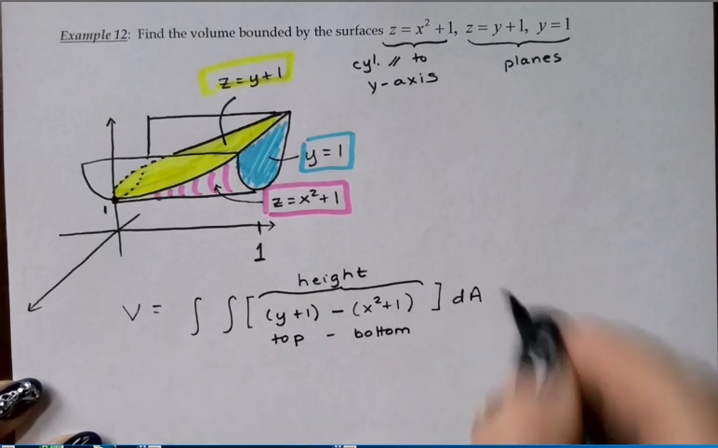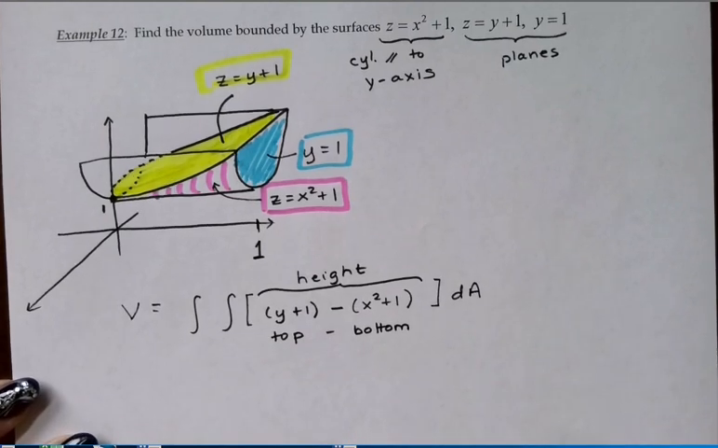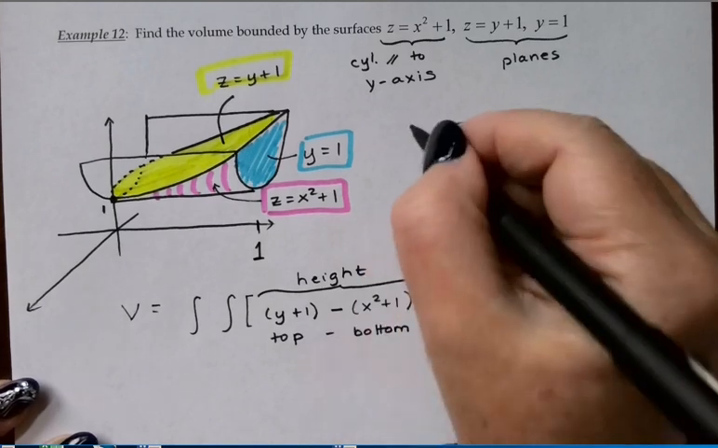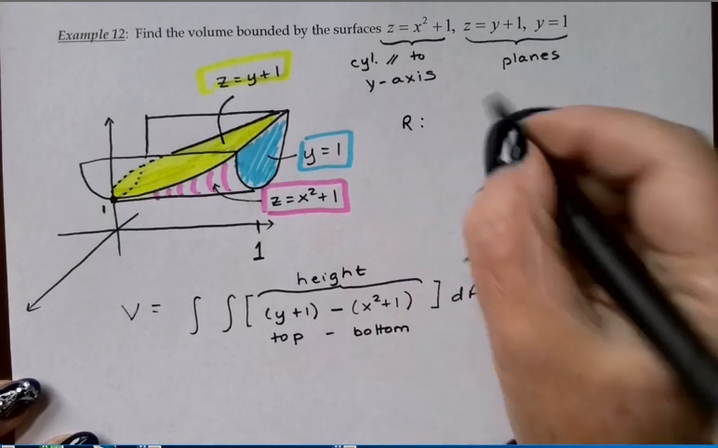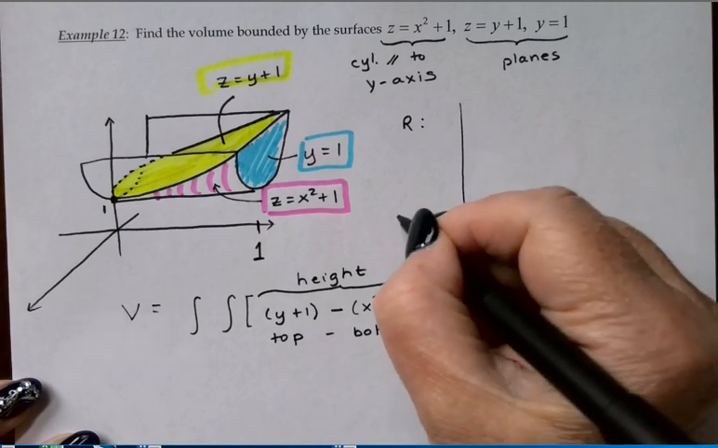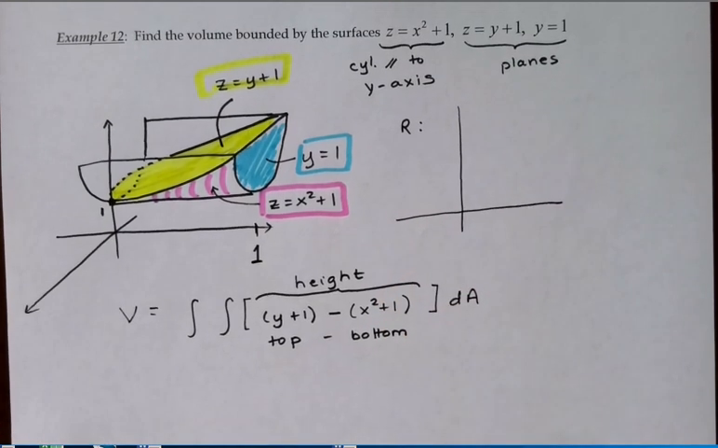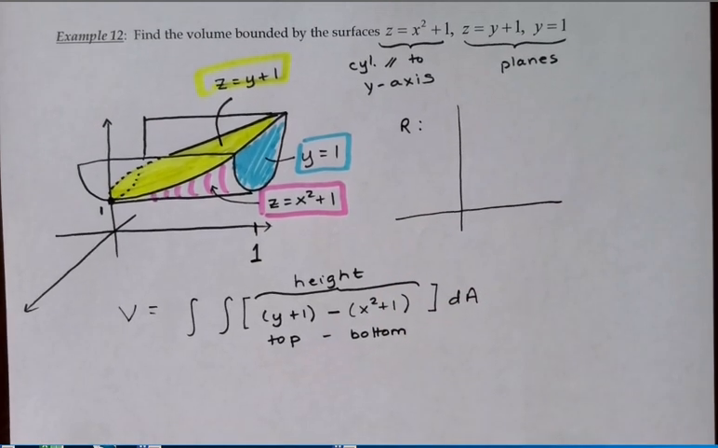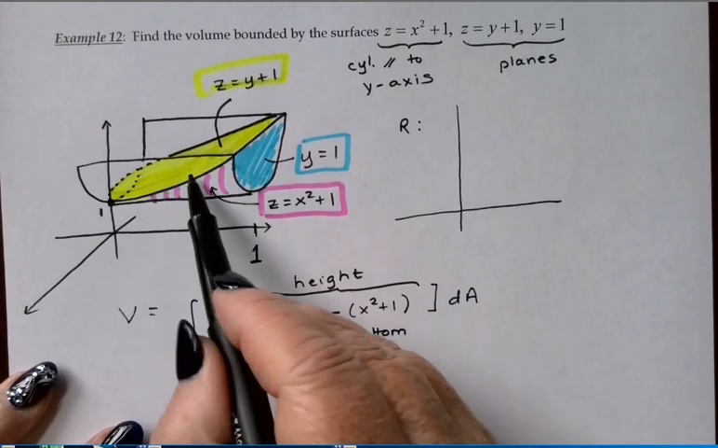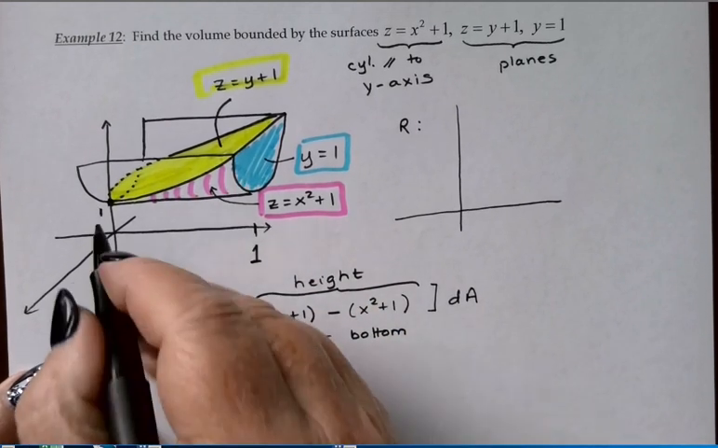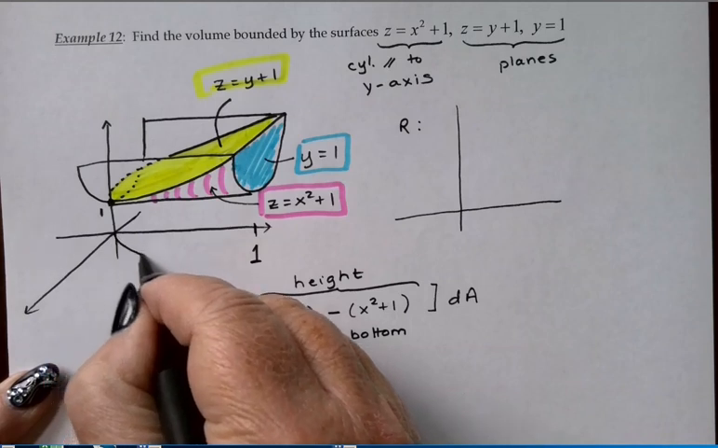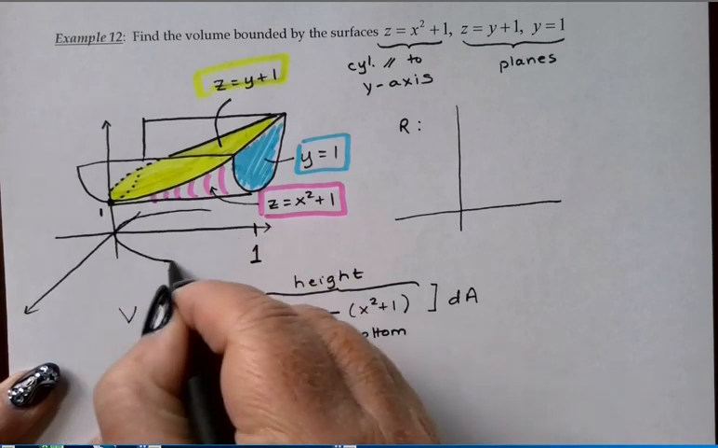And you know what, actually, I'll leave the dA for right now, but I think I'll fix that in just a minute. Let's talk about R. The region R is going to be the projection of this yellow parabola down into the xy plane. So it's going to kind of look like this.